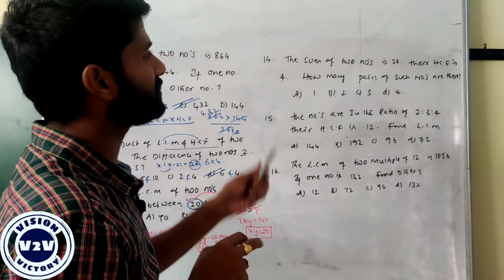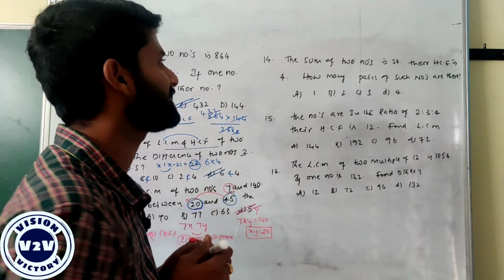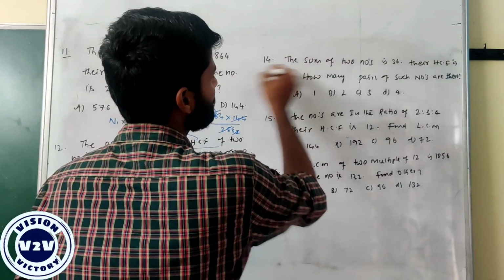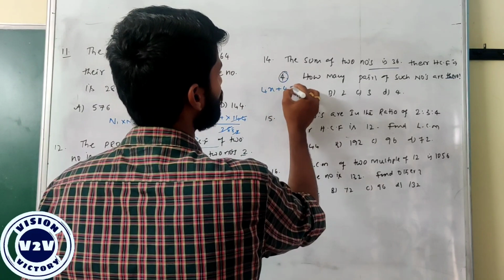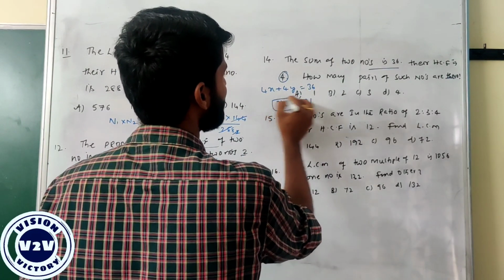The sum of two numbers is equal to 36 and their HCF is 4. How many pairs of such numbers are there? We just find how many pairs are possible. See, if the HCF is 4, the sum of the two numbers is 4x plus 4y, which is equal to 36. Then x plus y is exactly equal to 9 only.